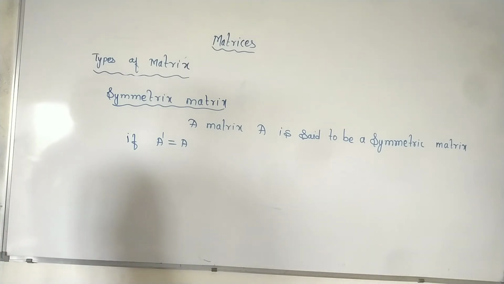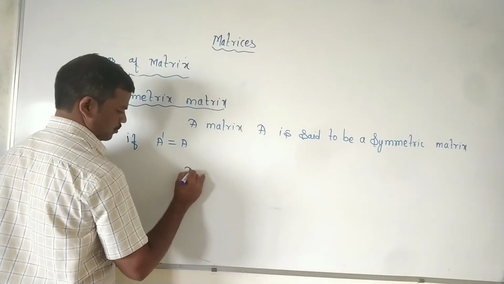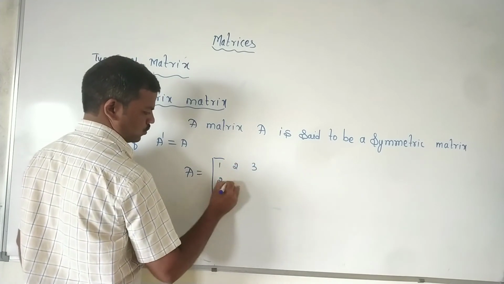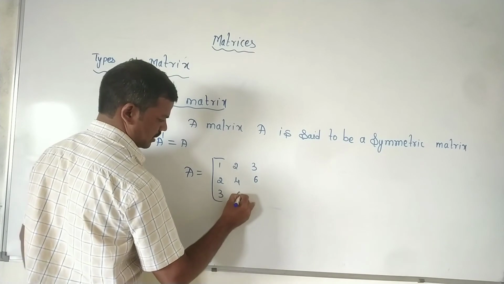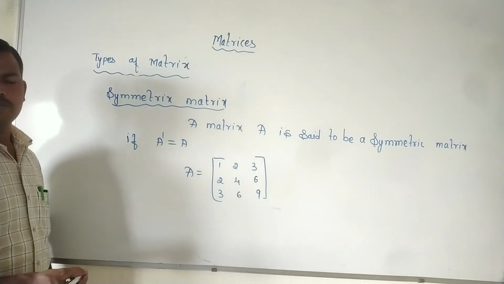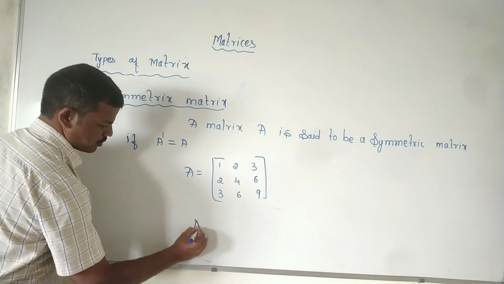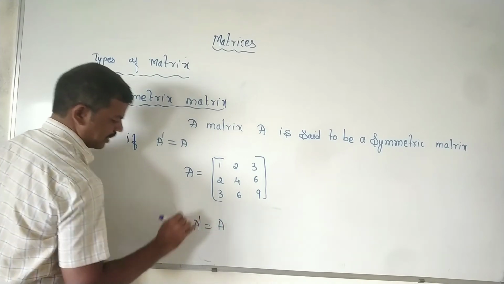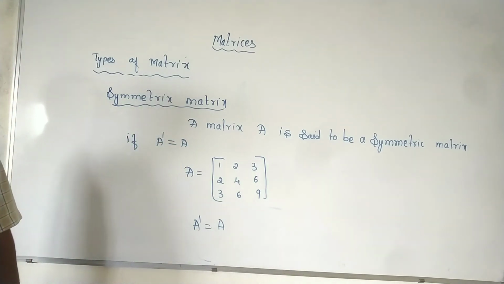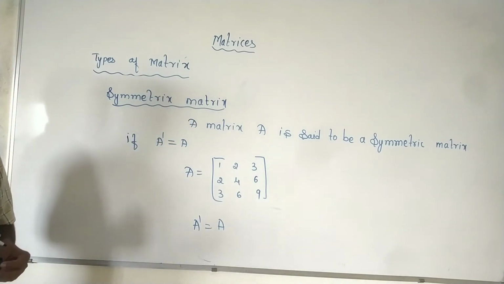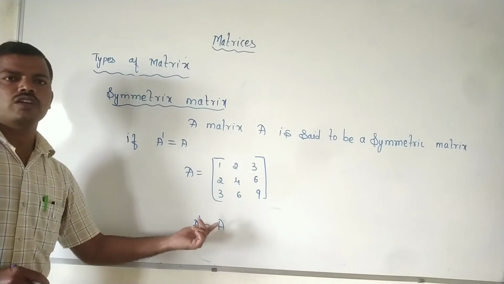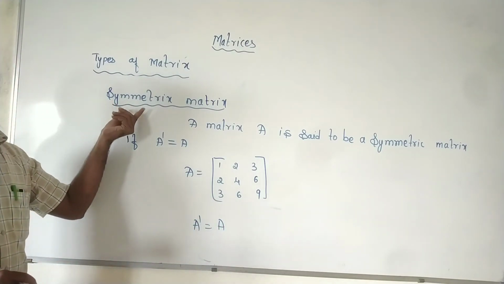Example: 1, 2, 3, 2, 4, 6, 3, 6, 9. So it is a square symmetric matrix. If we take the transpose of this, we will get A transpose equal to A. Transpose means interchanging rows and columns. If the transpose of the matrix is equal to the given matrix, then it is called a symmetric matrix.